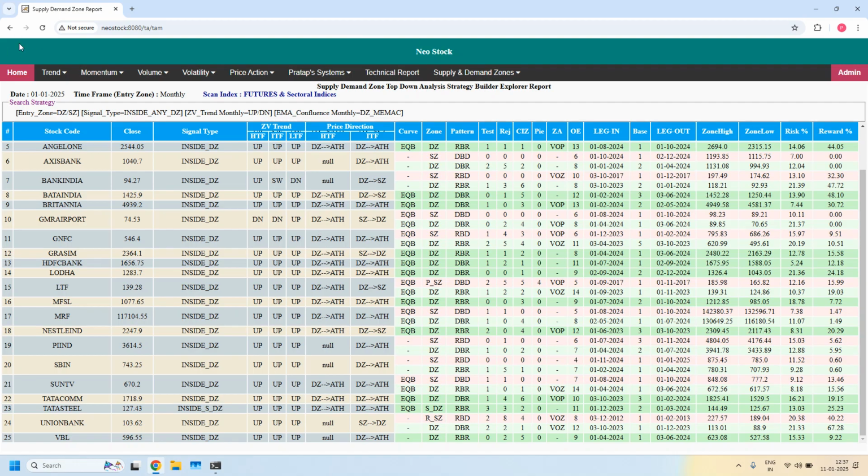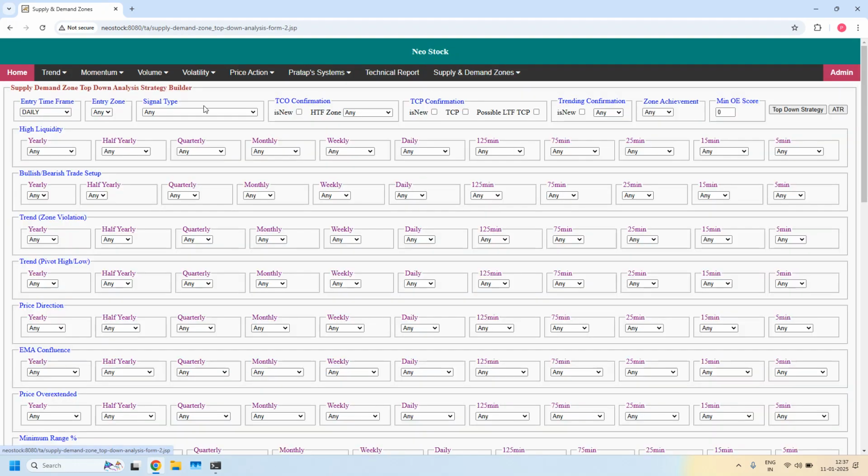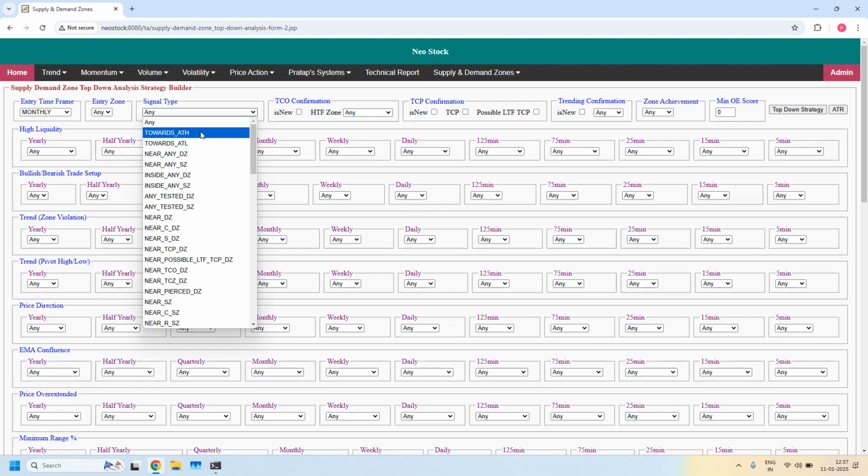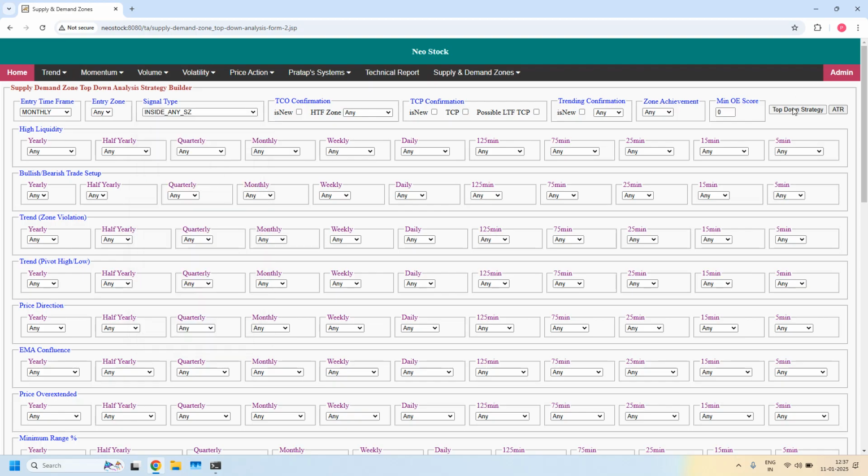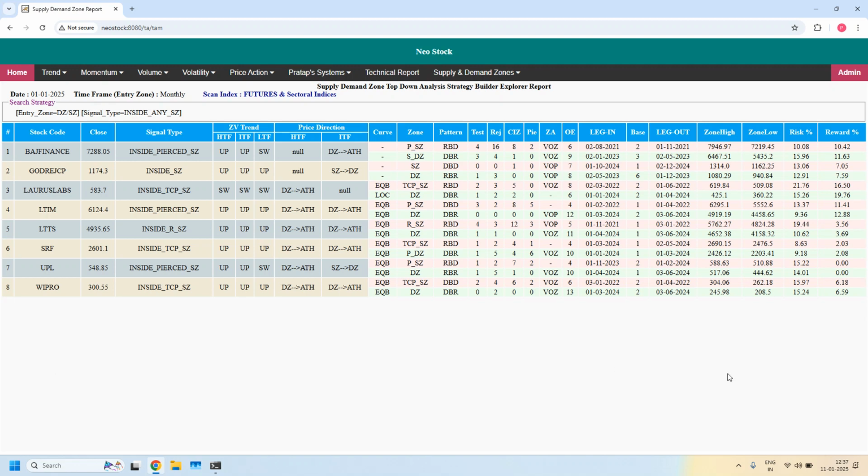Okay, next, monthly time frame. Price closed inside the monthly supply zone. We got 8 stocks filtered. See here, a few stocks are pierced zones. If you look into the pierced count, you have to look into the supply zones only, because current price closed inside the supply zone.